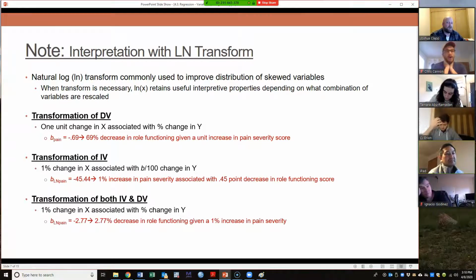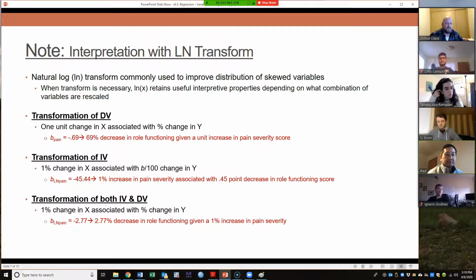And if I transform both of them with a natural log function, a natural log transform of my predictor and a natural log transform of my outcome, that changes it into interpreting my unstandardized coefficient as a 1% change in X associated with a percent change in Y. So I've got role functioning natural log transformed, and my predictor is a natural log transform. And in this scenario, my coefficient is negative 2.77.